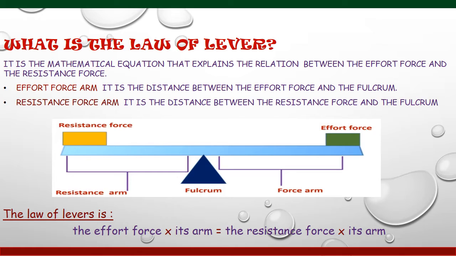So, the distance between fulcrum and effort force, F arm. The distance between fulcrum and resistance force, R arm. The law of levers says the effort force times its arm equals resistance force times its arm.